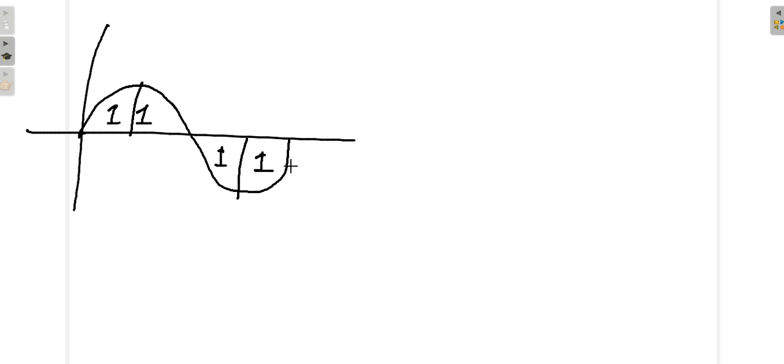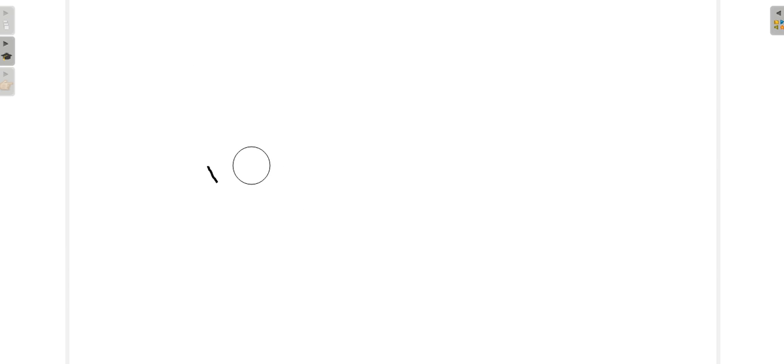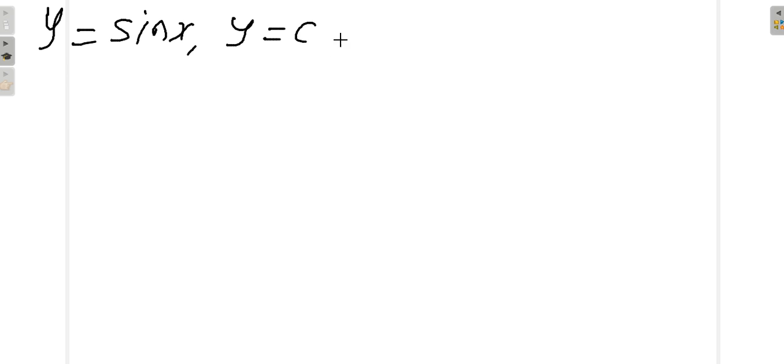We want to find the area included between the curves y equal to sin x and y equal to cos x, and x-axis.